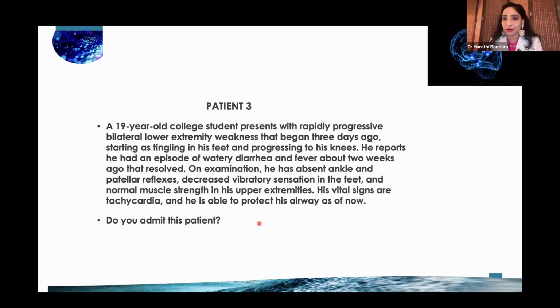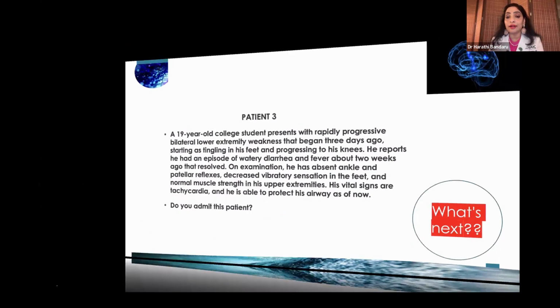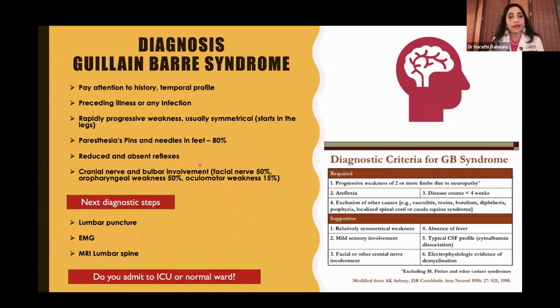Then the next question is, where do you admit the patient? You need to admit the patient in the ICU. Again, please pay attention to the temporal profile, how rapidly the symptoms are progressing. Pins and needles, you can see in 80% of patients, reduced or absent reflexes, and cranial nerve involvement or any bulbar involvement. If the weakness is rapidly progressing, what is going to happen? Obviously, their respiratory muscles will go weak. They need intubation. They need respiratory support. So you need to keep that in mind.